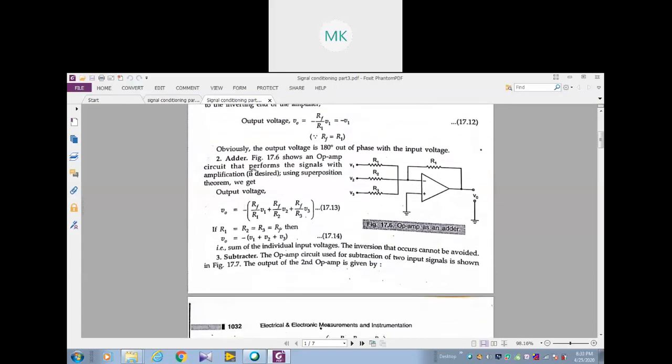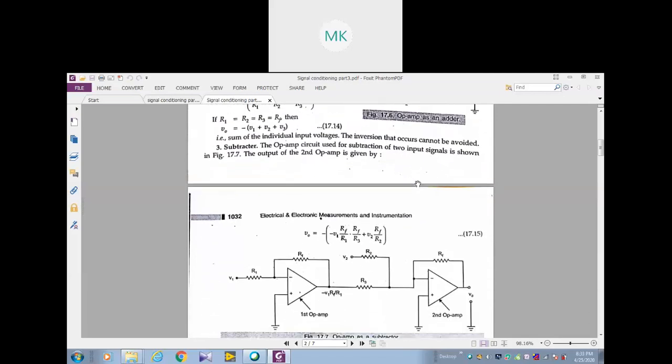Now, adders, adding the input voltages. Here three input voltages are there: V1, V2, V3. The output is the sum of these three voltages with some gain. So VO equals RF by R1 into V1 plus RF by R2 into V2 plus RF by R3 into V3. If R1, R2, R3 and RF are all the same, all resistors being the same, then VO equals minus (V1 plus V2 plus V3). The minus appears because the inputs are applied to the inverting terminal. So it is the inverting adder.